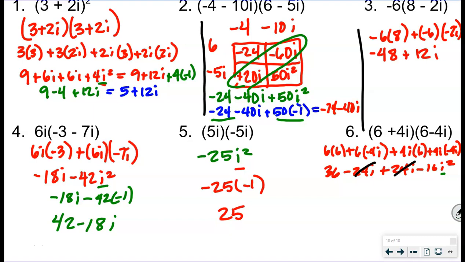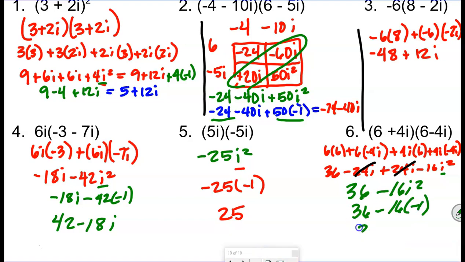So we get 36 minus 16i squared. Remember, we're changing that i squared to a what? 36 minus 16 times a negative 1. A negative times a negative is a what, y'all? Positive, you're right. 36 plus 16, that is 52.